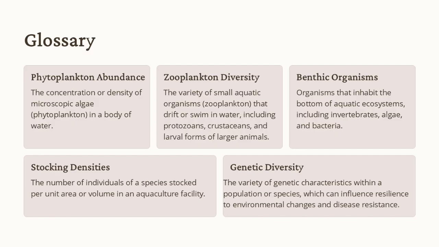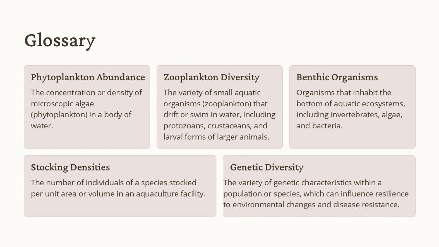Glossary. 1. Phytoplankton abundance: the concentration or density of microscopic algae, phytoplankton, in a body of water. 2. Zooplankton diversity: the variety of small aquatic organisms, zooplankton, that drift or swim in water, including protozoans, crustaceans, and larval forms of larger animals. 3. Benthic organisms: organisms that inhabit the bottom of aquatic ecosystems, including invertebrates, algae, and bacteria.